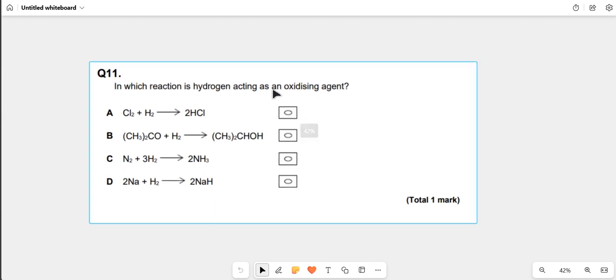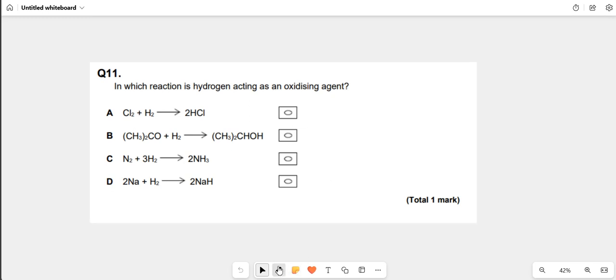Question 11. Which reaction is hydrogen acting as an oxidizing agent? For hydrogen to act as an oxidizing agent, it needs to therefore be reduced. So it's reduced when it combines with the metal. Again, it's a case of work smarter, not harder. It's obviously D. It goes from 0, 0 to +1, -1. H has to be -1. This is a hydride type thing, where you've got H and just a metal on its own. So again, just work smarter, not harder here. Don't overthink this.